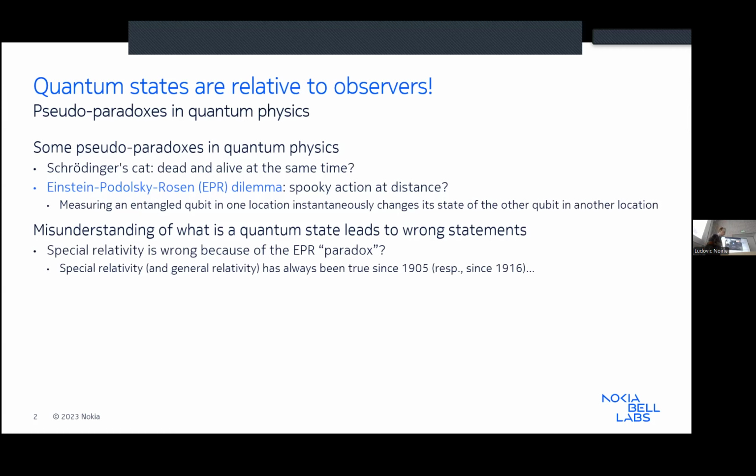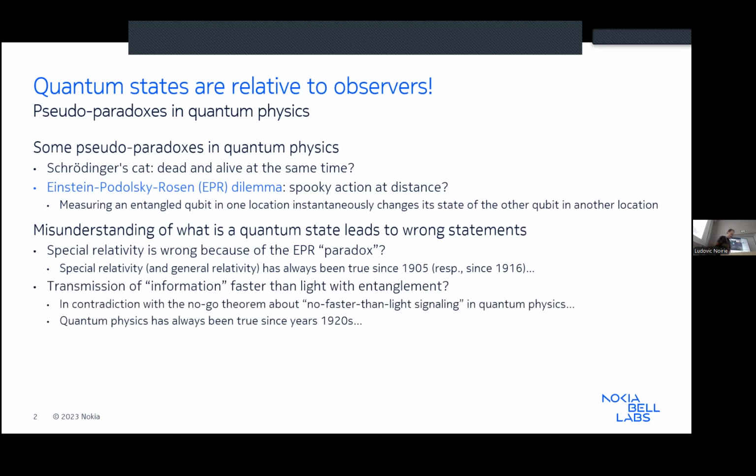Some may think that special relativity is wrong because of the EPR paradox, but until now, special relativity has never been broken. In fact, it has always been true since its invention by Einstein in 1905, and 1915 for general relativity.